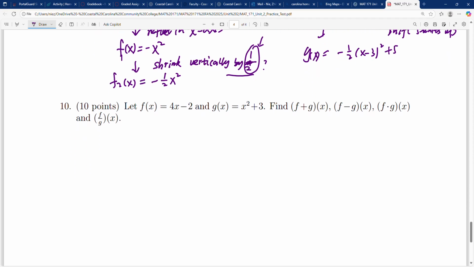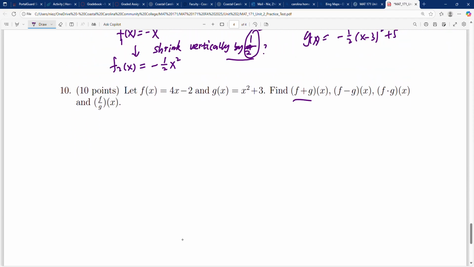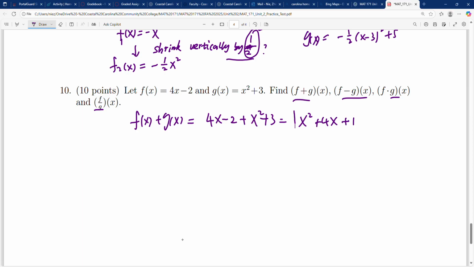The last question. This one is very easy, just the sum, difference, product, and quotient. So the sum, f of x plus g of x, is equal to 4x minus 2, then plus x squared plus 3. Rewrite this in order: x squared plus 4x, then negative 2 plus 3 is 1.